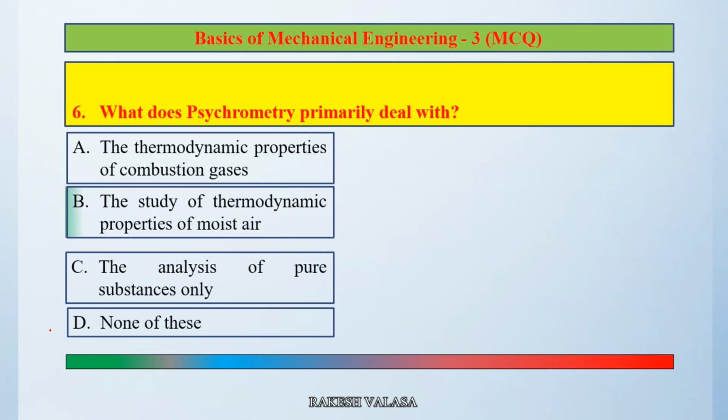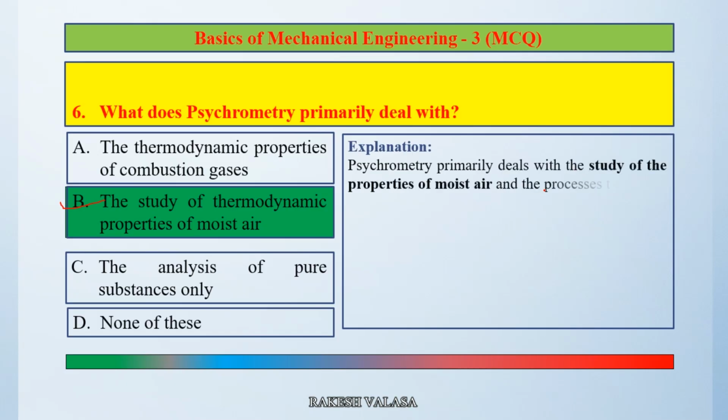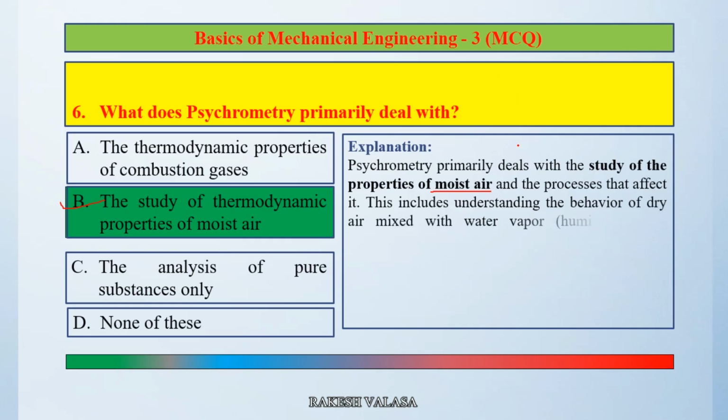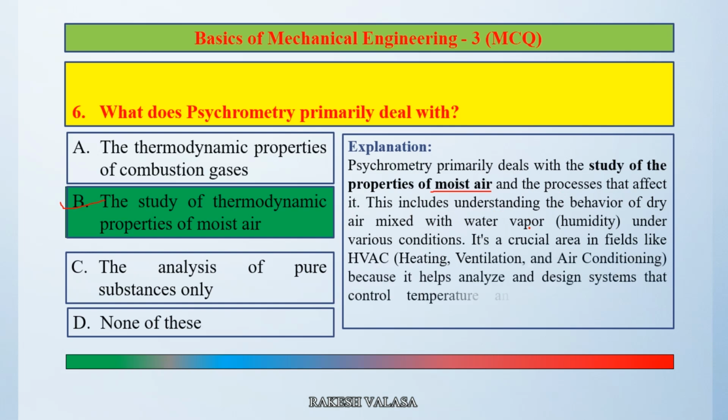The correct answer is option B, that is the study of thermodynamic properties of moist air. Let us see the explanation. Psychrometry primarily deals with the study of the properties of moist air and the processes that affect it. This includes understanding the behavior of dry air mixed with water vapor, that means humidity, under various conditions.